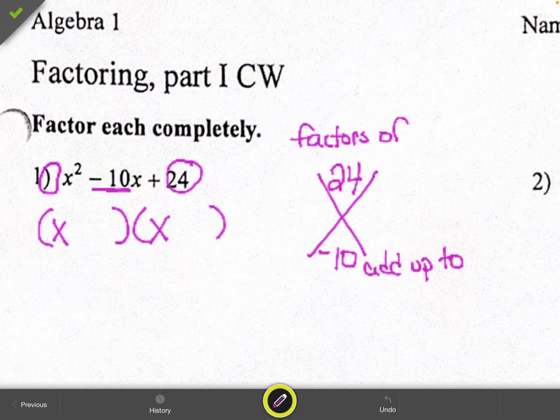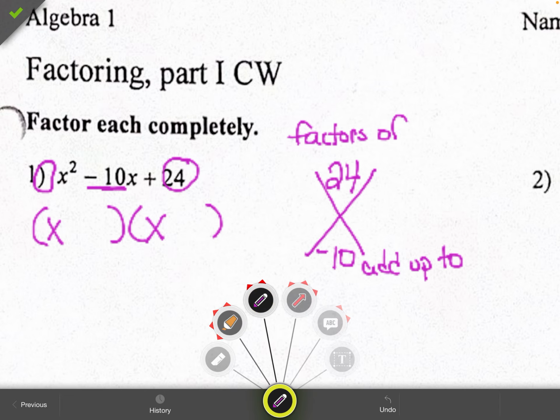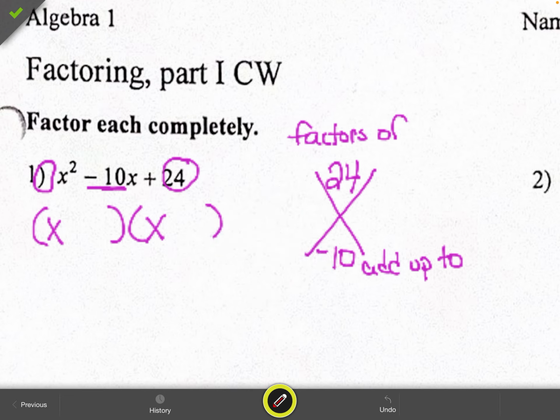So I pop back over here. Okay, and again, you don't have to make different colors. I just like to. So -4 times -6 gives me a positive 24, and -4 plus -6 gives me the -10. I have solved my X puzzle. So now I'm going to drop over here.